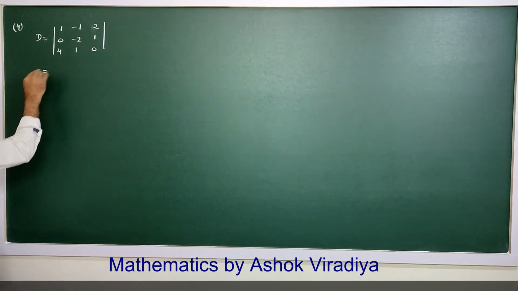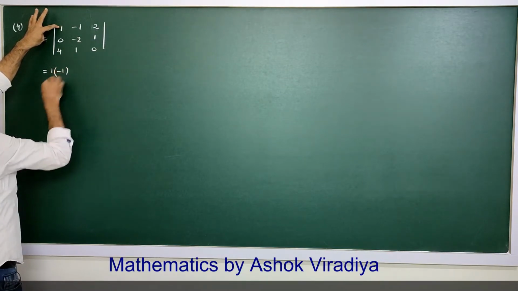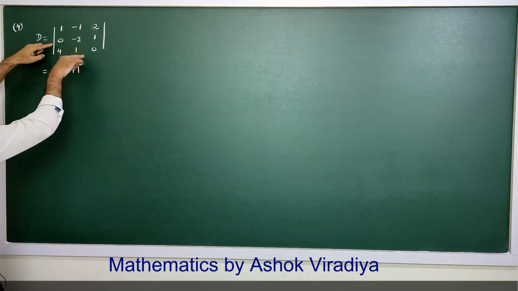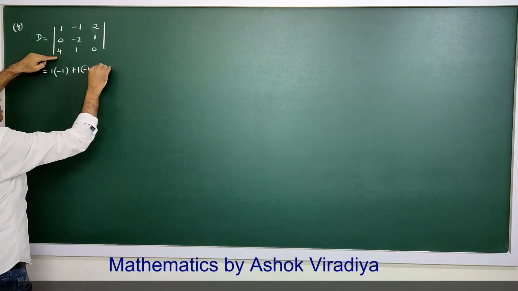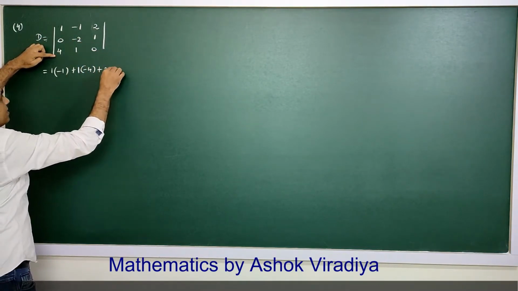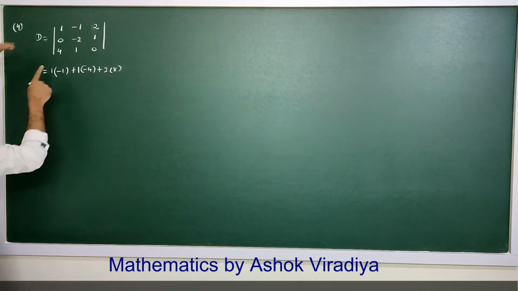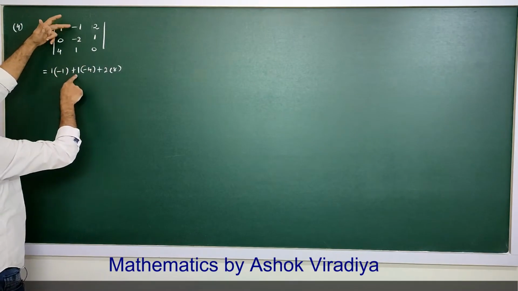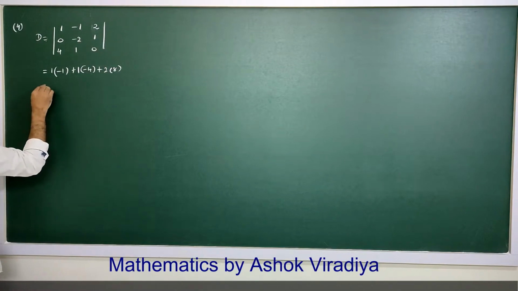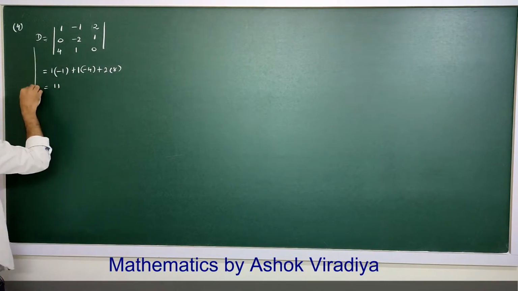Now its value is 1 into 0 minus 1, then plus 1 into 0 minus 4, plus 2 into 0 minus 8, that is plus 8. So again, 1 into 0 minus 1 plus 1 into 0 minus 4 plus 2 into 0 minus 8, that is plus 8. So 16 minus 5 is 11. So the value of D is 11.